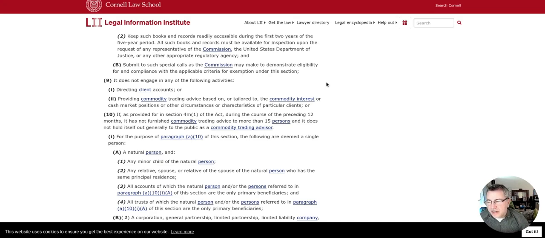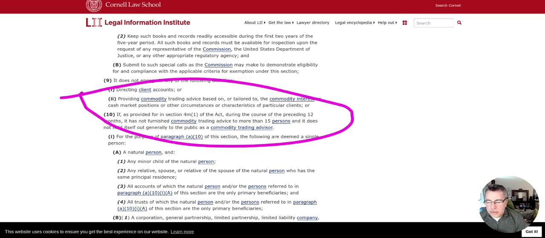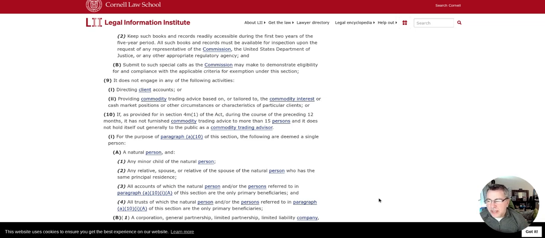So directing client accounts is very broad. With regard to the second prong, if you're putting out newsletters or trading signals that everyone gets the same information, that's one thing. But if you give different signals to different people based on their risk tolerance or financial circumstances, that turns into particularized trading advice, and that's not okay.